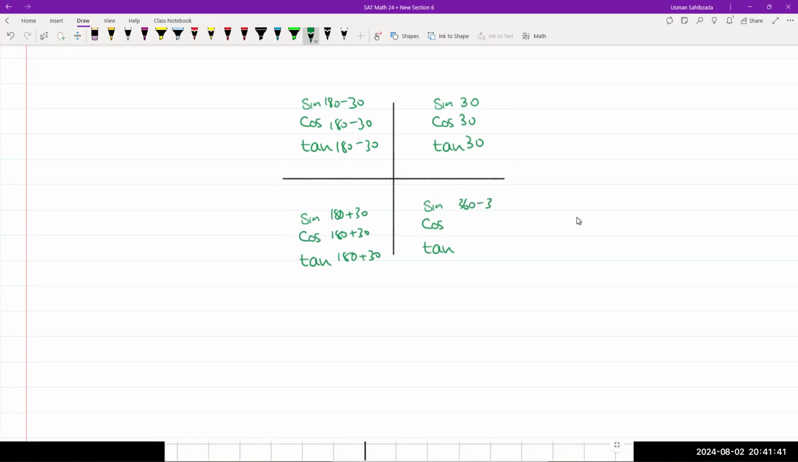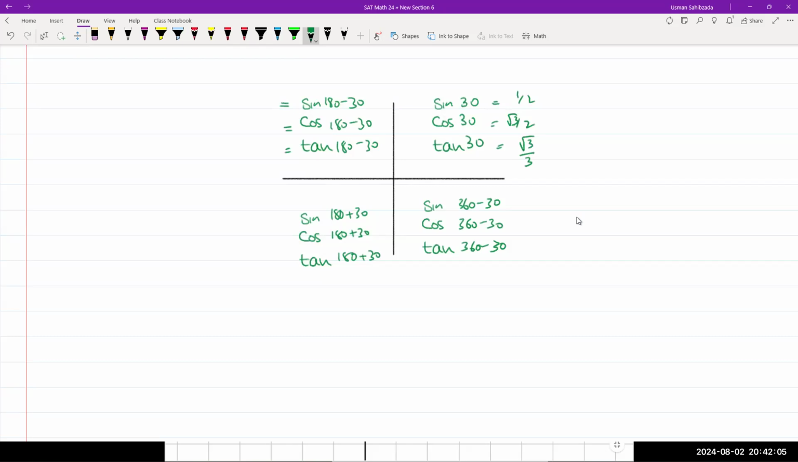360 minus 30. How do we relate this? This is half. This is under root 3 over 2. This is 1 over under root 3, which is under root 3 over 3.